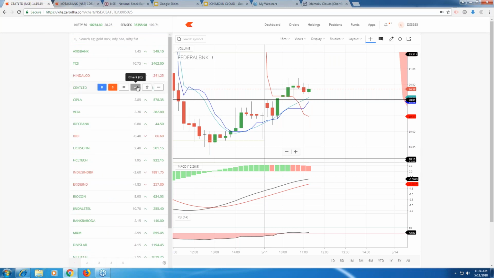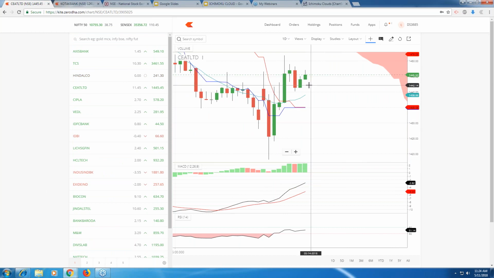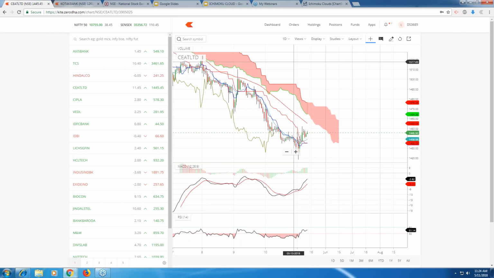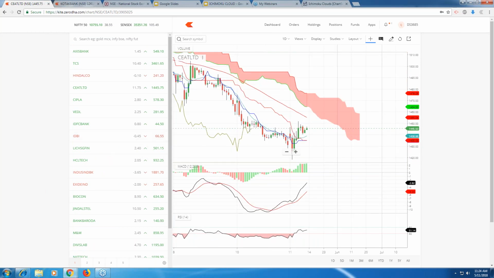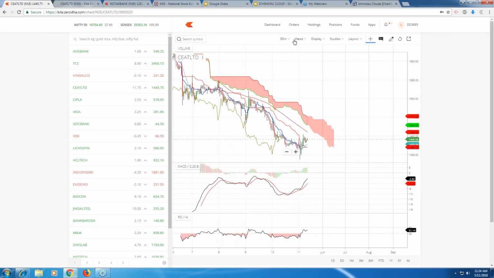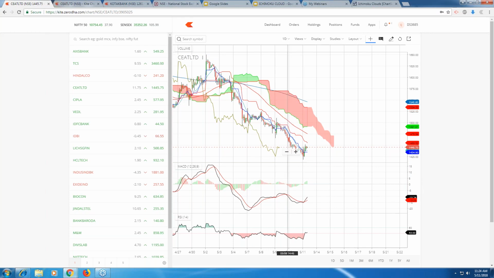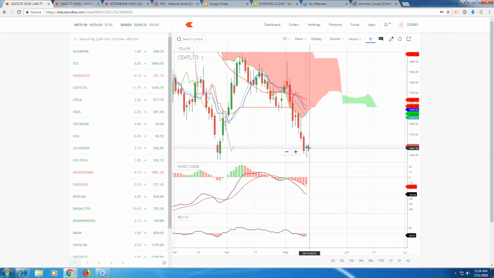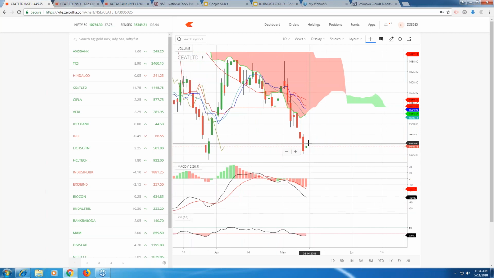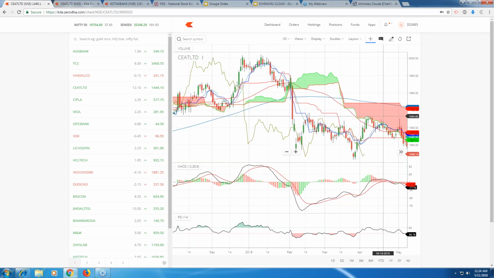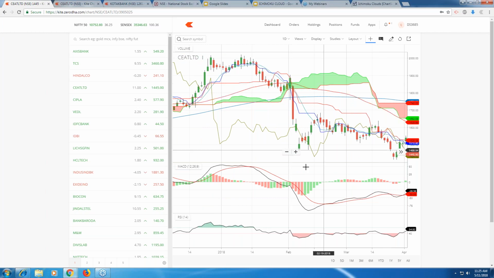Look at this graph. This is CET Limited. I need the CET Limited 1-day graph. Look at the 1-day graph. See here, it is below the cloud. It has taken resistance from the cloud, right? If the price pierces the cloud in the downward direction, it's showing a downward trend, right?